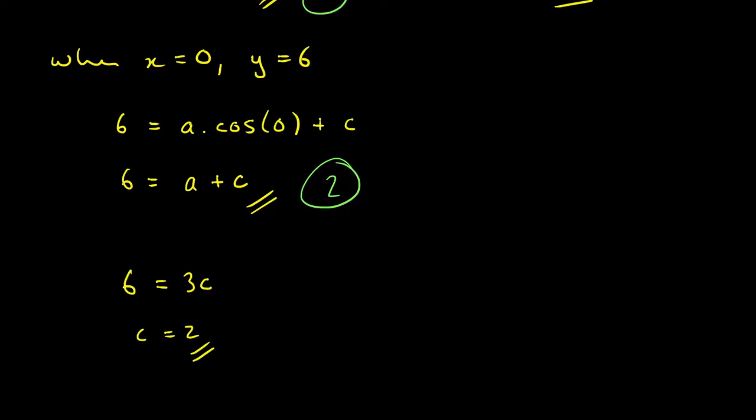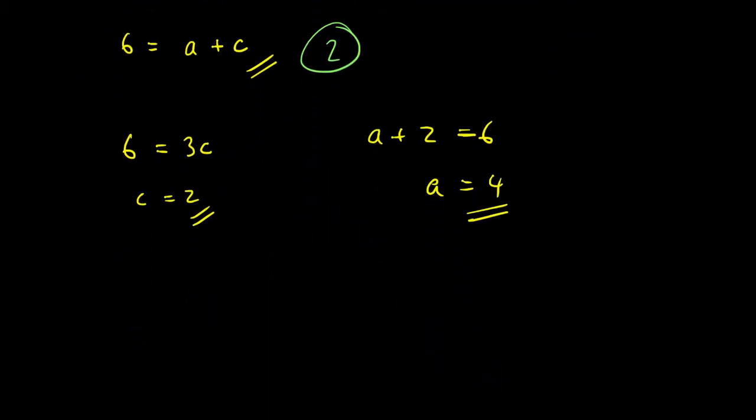Okay, and if c is equal to 2, I can substitute it into equation 2. So a plus 2 is equal to 6, which means that a is equal to 4. Okay, so I get the answer, a is 4, b is 3/8, and c is 2. So that means that the graph is y is equal to 4 cos 3/8 x plus 2. And again, I'm just going to check that that is the right answer. Let's go down. Yeah, and that is the right answer.